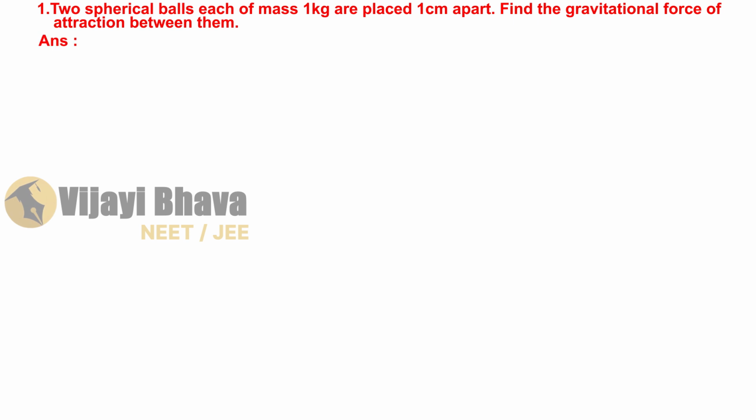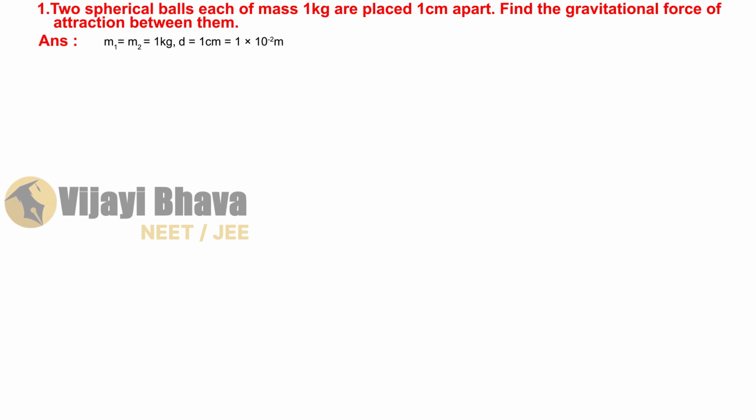If you just observe, it is given that the two spherical balls have equal masses. So we can consider that m1 is equal to m2 is equal to 1 kg. Let us write the given data first. The distance between the balls is 1 centimeter. When we change this into SI system, we get 1 into 10 power minus 2 meters. The value of gravitational constant capital G is equal to 6.67 into 10 power minus 11 Newton meter square per kg square.